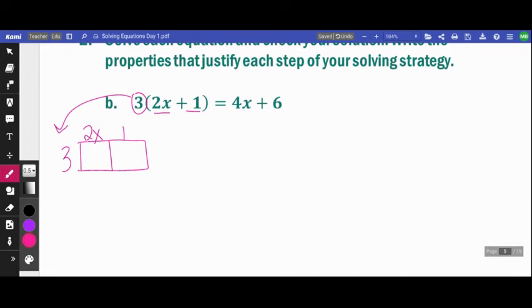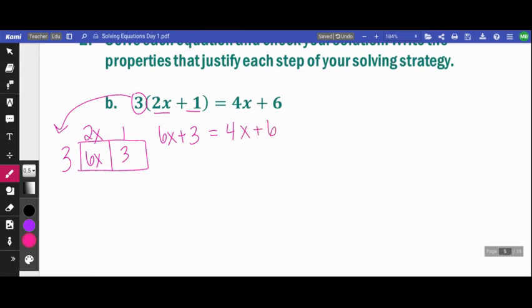And now I use multiplication to fill in my boxes. 3 times 2x is 6x. 3 times 1 is 3. So 3 times the set 2x plus 1 is equivalent to 6x, and then this is going to be plus 3. I knew it was plus because that 3 was positive. So 6x plus 3 is equal to 4x plus 6.